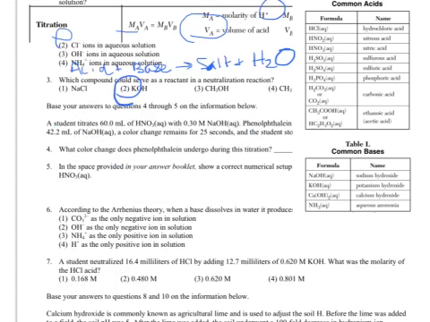The next question describes a titration. In this titration, we are beginning with nitric acid, and we are adding a known volume of sodium hydroxide. The question asks, what color change will the phenolphthalein undergo? Well, since we start with an acid, which has a pH below 7, and then we end up adding a base, which has a pH above 7, what we're going to observe is that the phenolphthalein will change from colorless to pink. This is shown on reference table M.